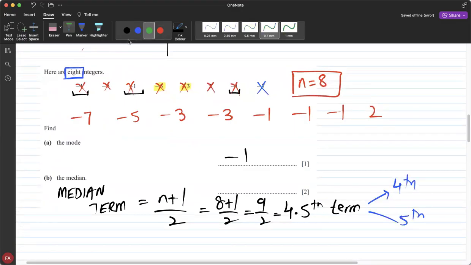So you do understand that this is going to be my first term. That's going to be second. That's going to be third, fourth, fifth. That means I should be looking only at these two numbers. This over here is my 4th term, and this over here is my 5th term.